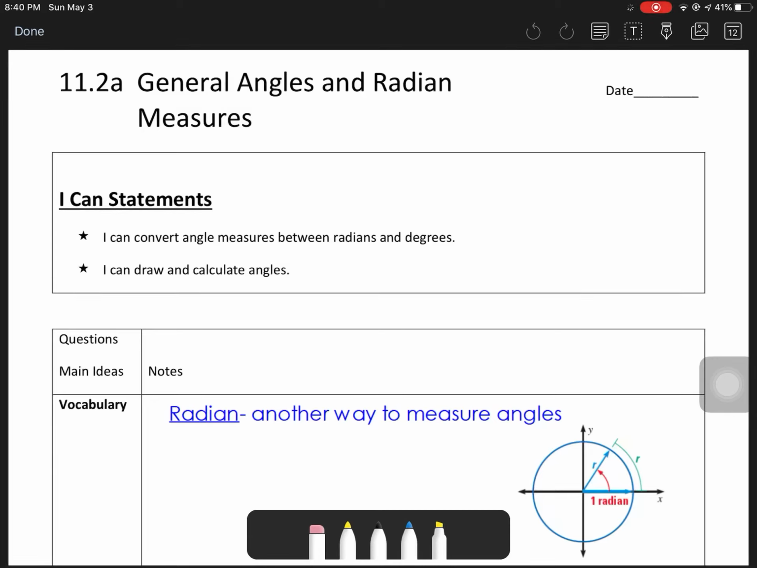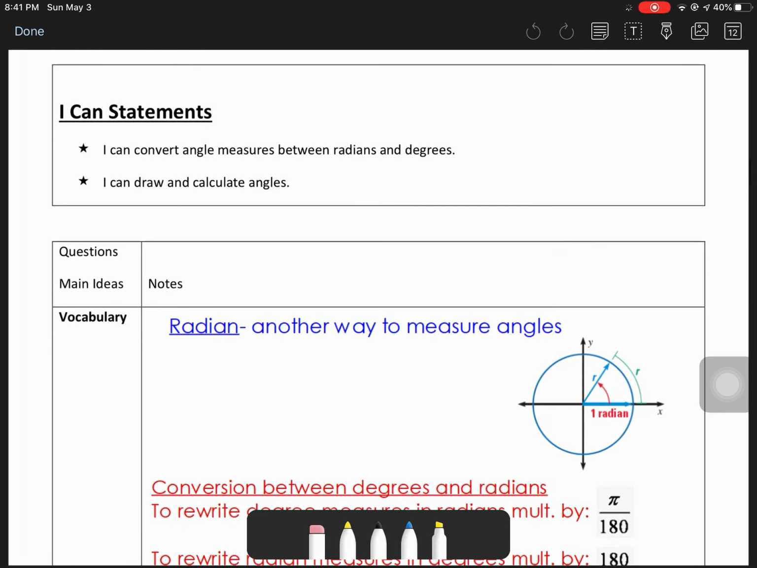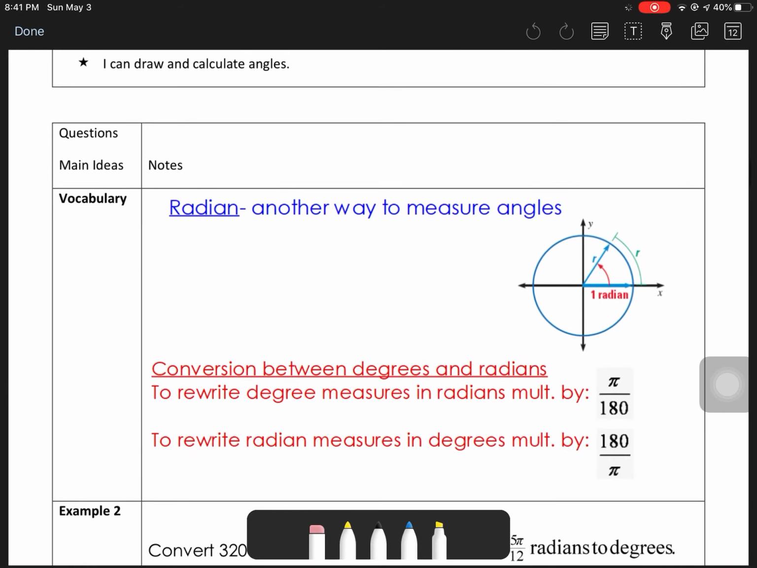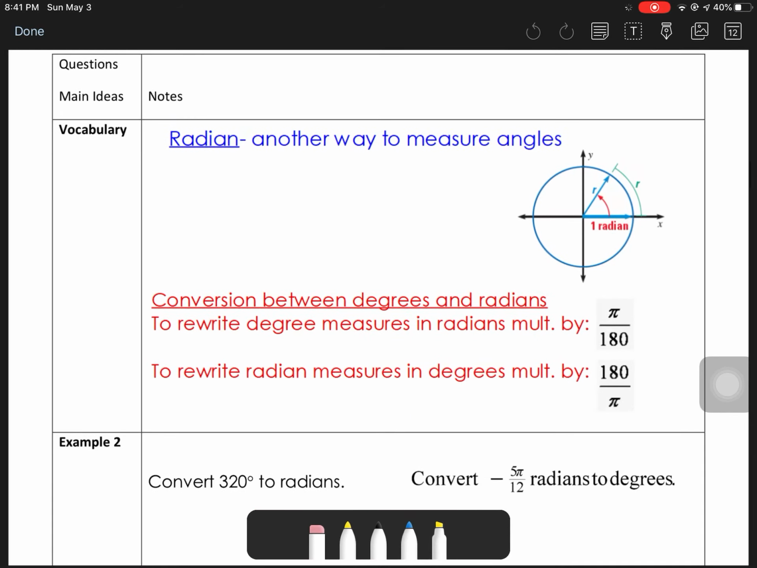Hey guys, today's lesson is on general angles and radian measures. So we are going to be converting angle measures between radians and degrees, and then we're going to draw and calculate angles. Okay, so a radian is another way to measure angles.